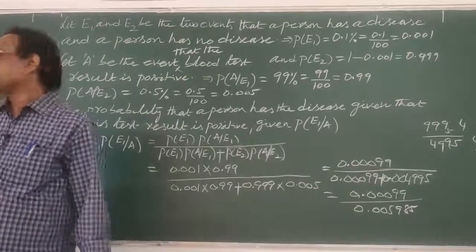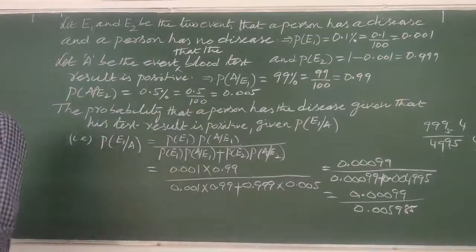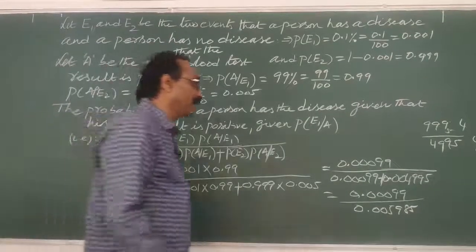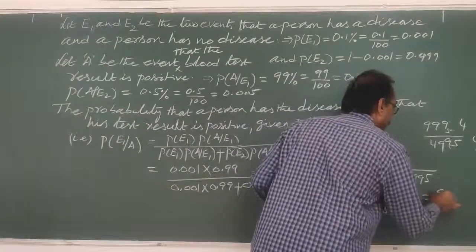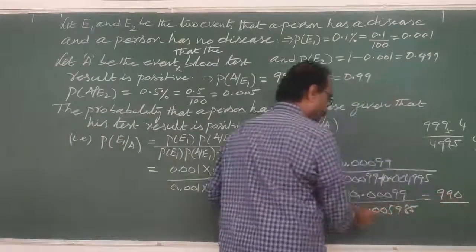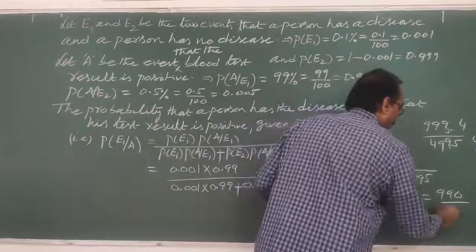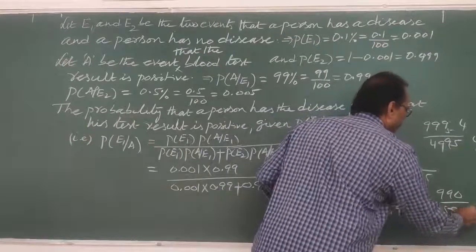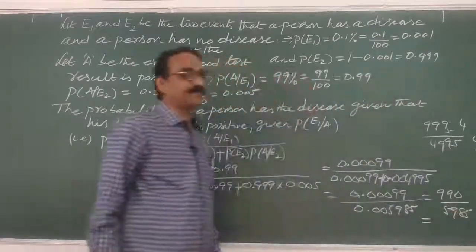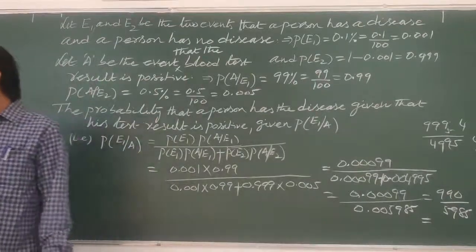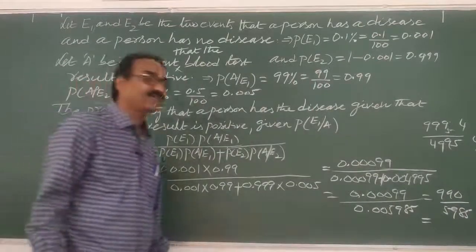Okay? So therefore, what is the value? 9. So if you simplify, 990 by, here 6 are there, 5 are there, means 0 will put 5985. My dear students, directly I will write the answer. After simplification of everything, 9 table will go, 110 by 665.